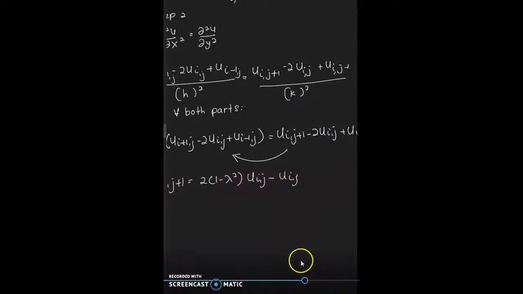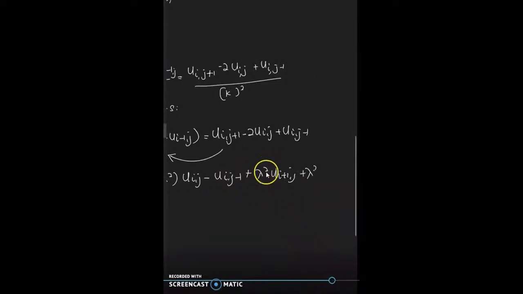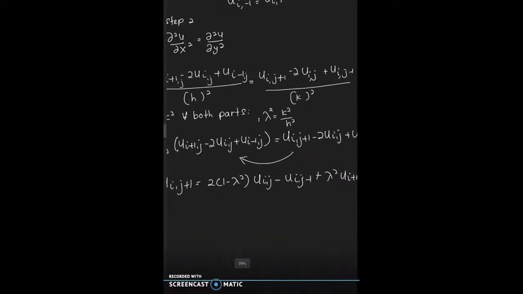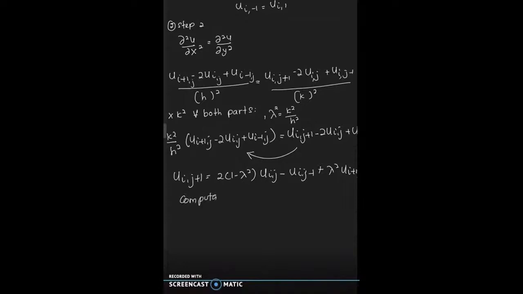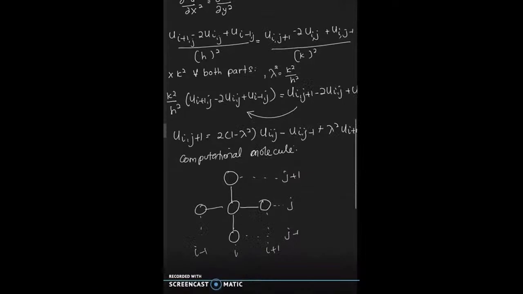Okay, you combine all the uij, all right, and then negative ui, j minus 1, all right, plus lambda squared ui plus 1, j, and then lambda squared ui minus 1, j. So all the derivative with respect to I is positive, with respect to j is negative. All right, so now what should you do? Just generate the grid. Before that, let's draw the structure of the molecule. Like parabolic is a 5-point discretization. It's a 5-point discretization.